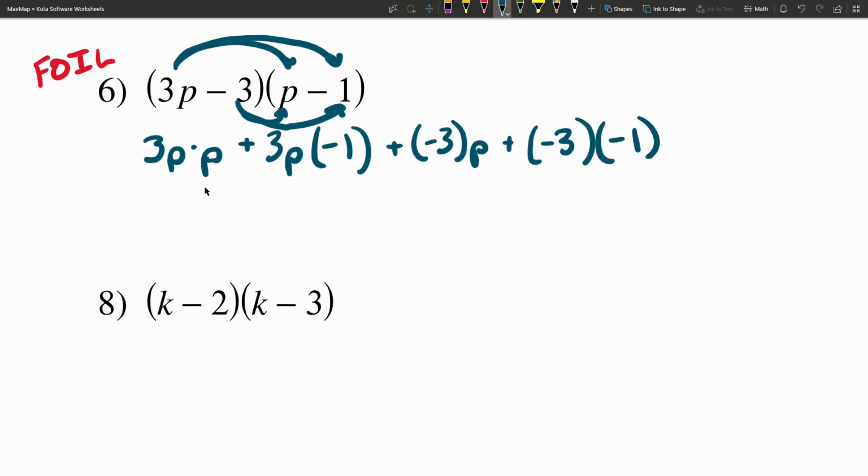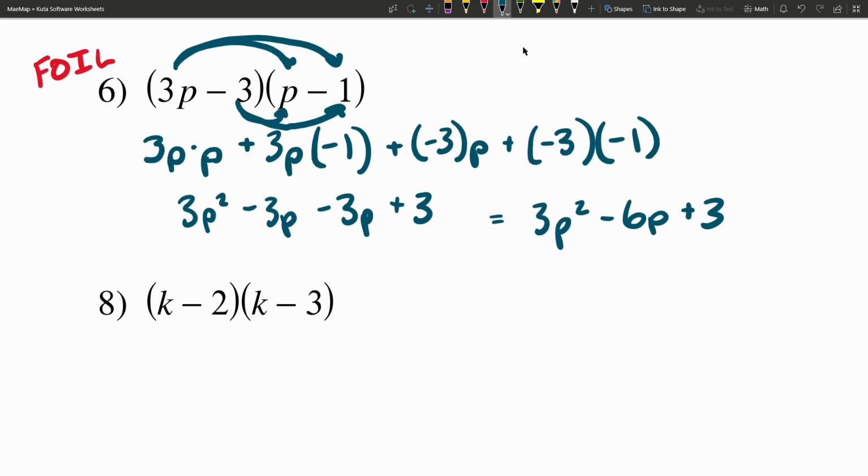Now, simplifying this down, just doing out some math, we're going to get 3p times p, which is 3p squared. That gets added to 3p times negative 1, which is a negative 3p, or subtracting 3p. And again, we have a negative 3 times p, so we're going to be subtracting 3p again. And then we're going to be adding that with negative 3 times negative 1, which is a positive 3. Lastly, I just have to combine these two terms where p is raised to the first power. So that's going to give me 3p squared minus 6p plus 3 as my solution for number 6.